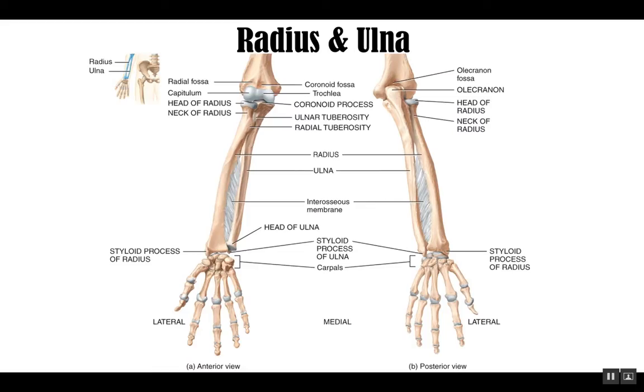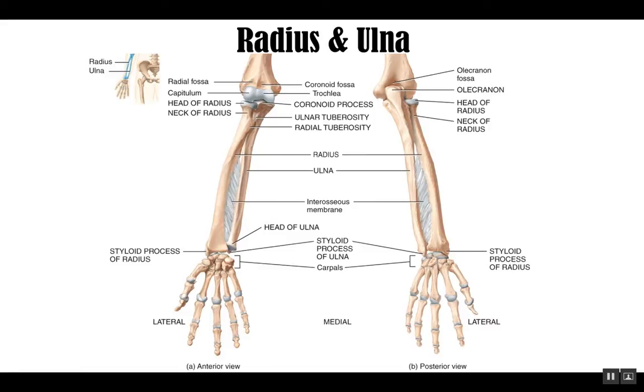Let's move right into the radius and the ulna. Rule number 1: the radius is lateral, or thumb side. The ulna is medial, or pinky finger side. The radius at the proximal end has a head. Its head is somewhat flattened. It's more like a disc shape. What that disc shape allows it to do is actually spin on the capitulum when you turn your palm over.